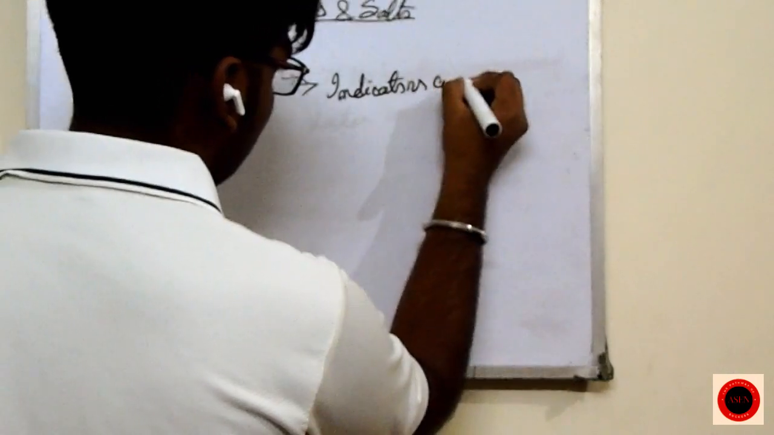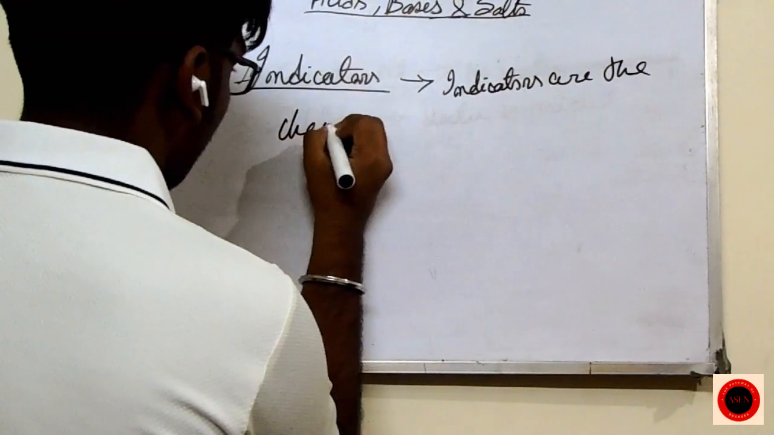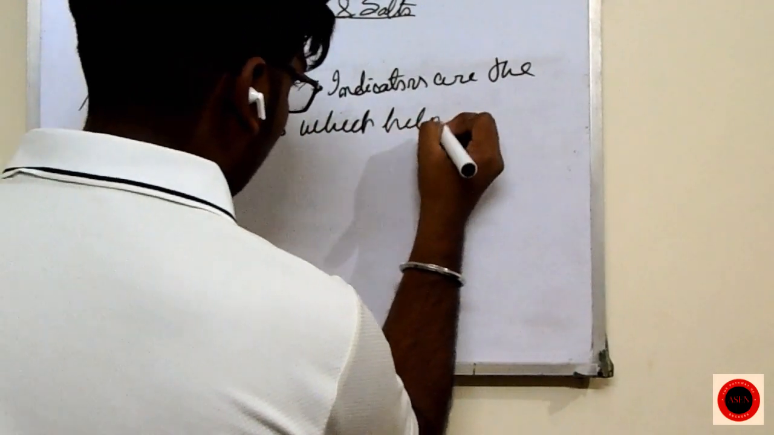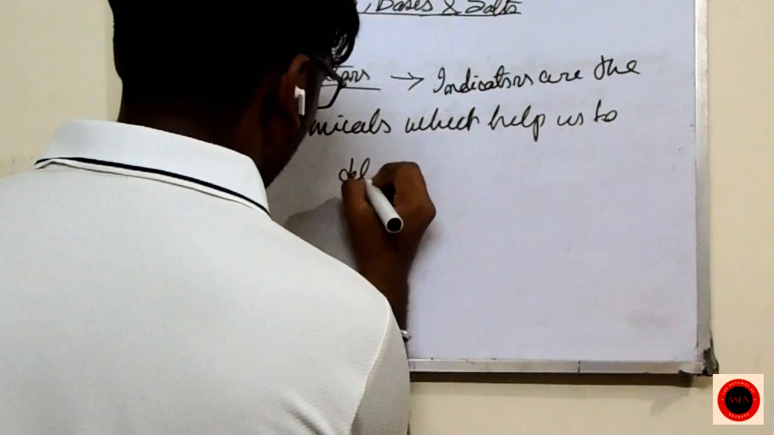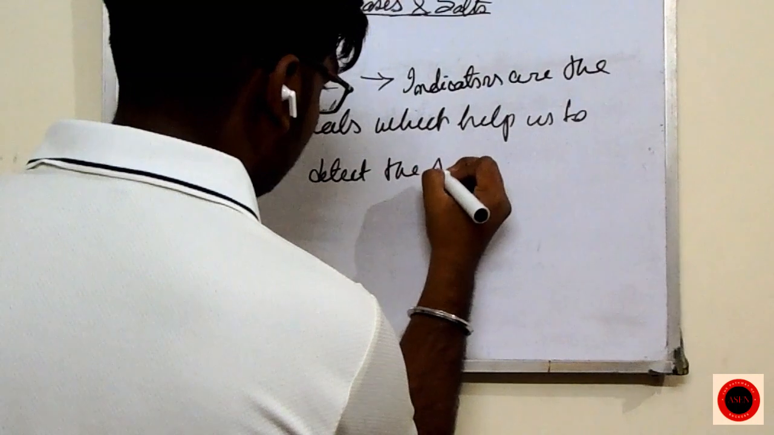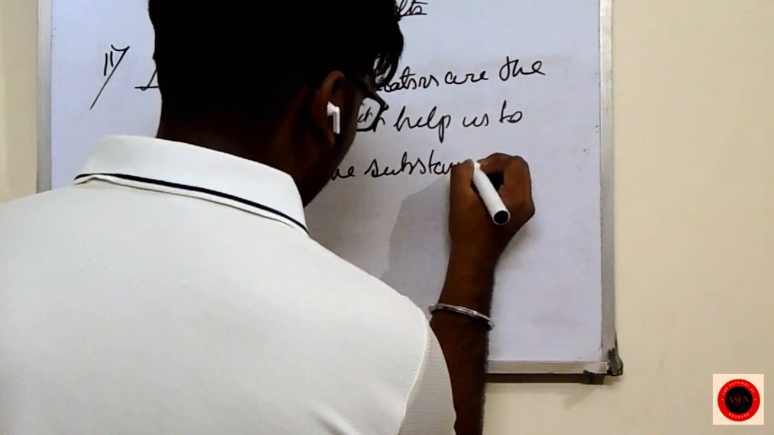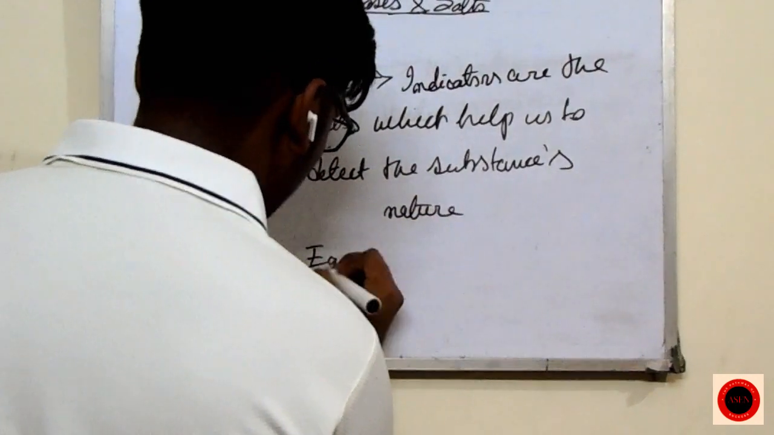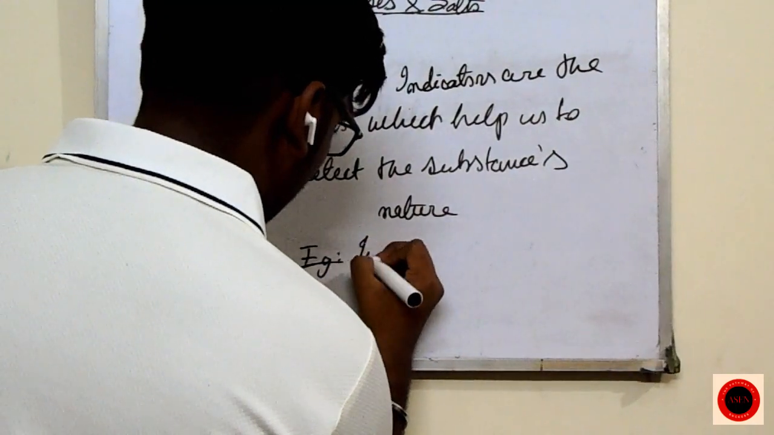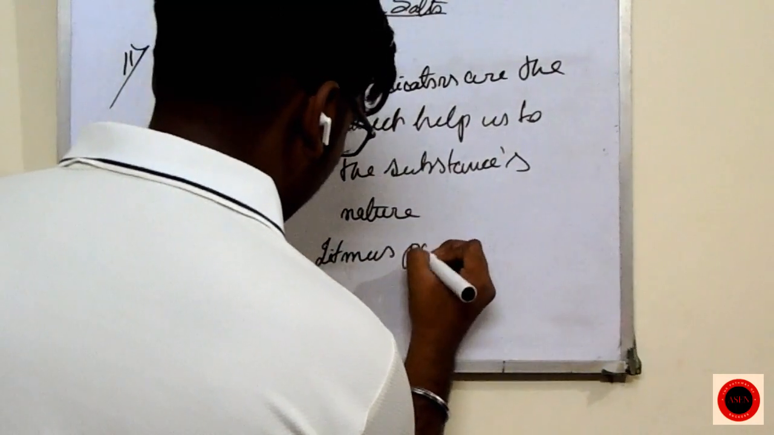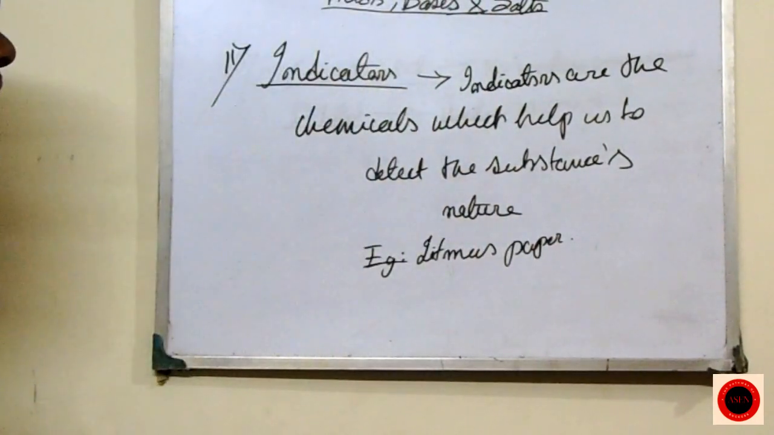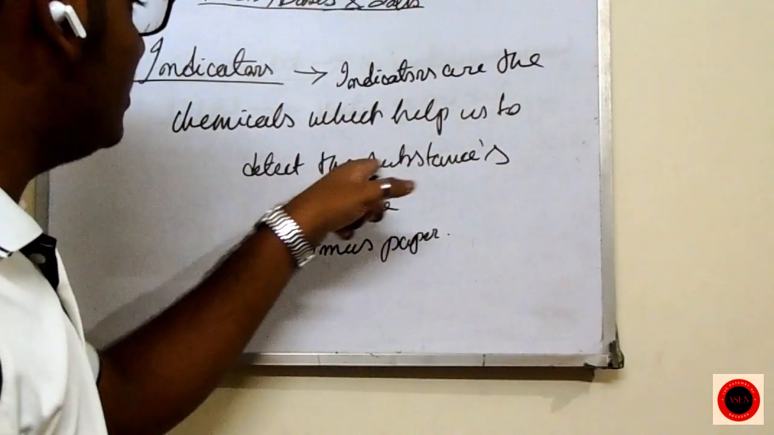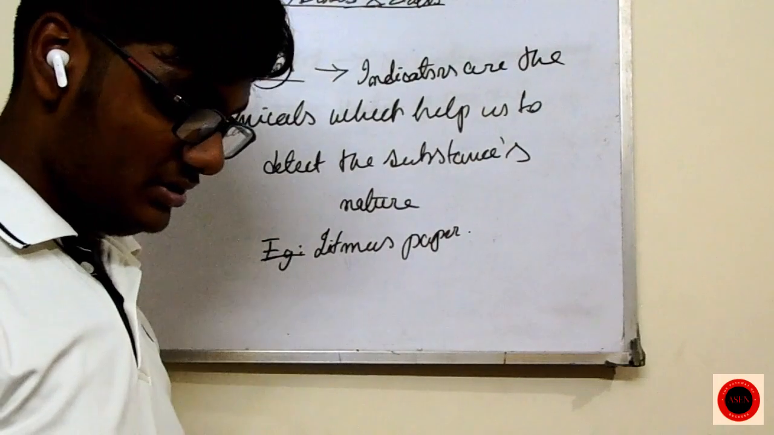Indicators are the chemicals which help us to detect the substance's nature. Example, litmus paper. Okay, indicators are the chemicals which help us to detect the substance's nature. Okay, this is very simple.